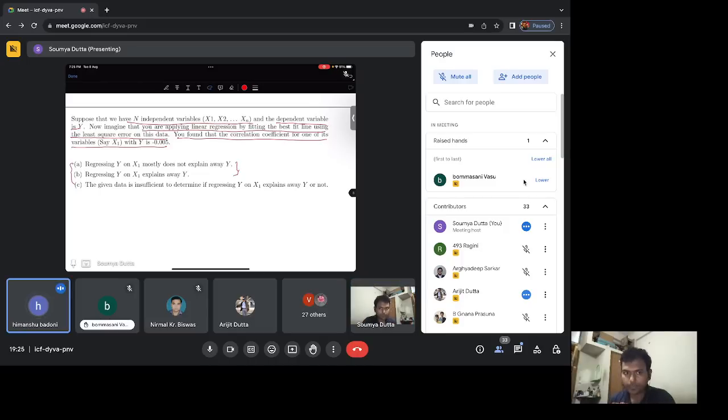A, I think. A. Yeah, you are correct. Because the correlation coefficient is very low, the dependence of y on x1 is extremely low. Because of that, just by regressing on x1 you won't be able to explain y probably. Y is not overtly dependent on x1. The fourth answer is this: regressing y on x1 mostly does not explain away y. Okay.